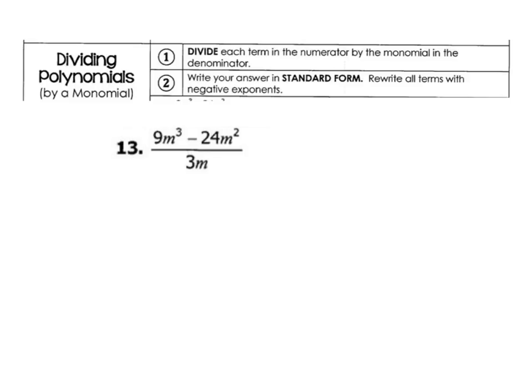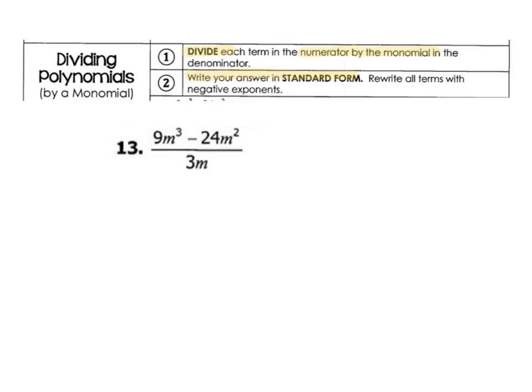Alright, so when we're dividing polynomials by a monomial, first thing we want to do is divide each term in the numerator by the monomial in the denominator. Always write our answer in standard form and rewrite all terms with negative exponents so that they're positive. Okay, we can't have negative exponents. You always have to rewrite them.